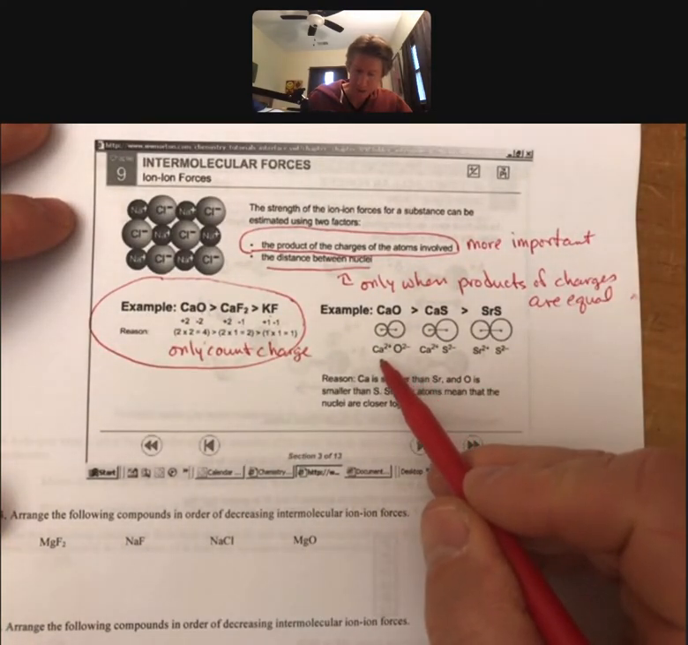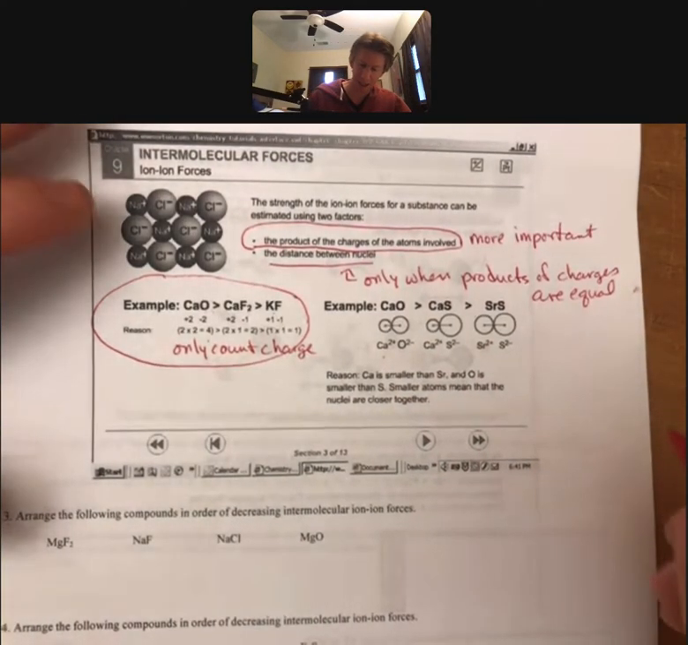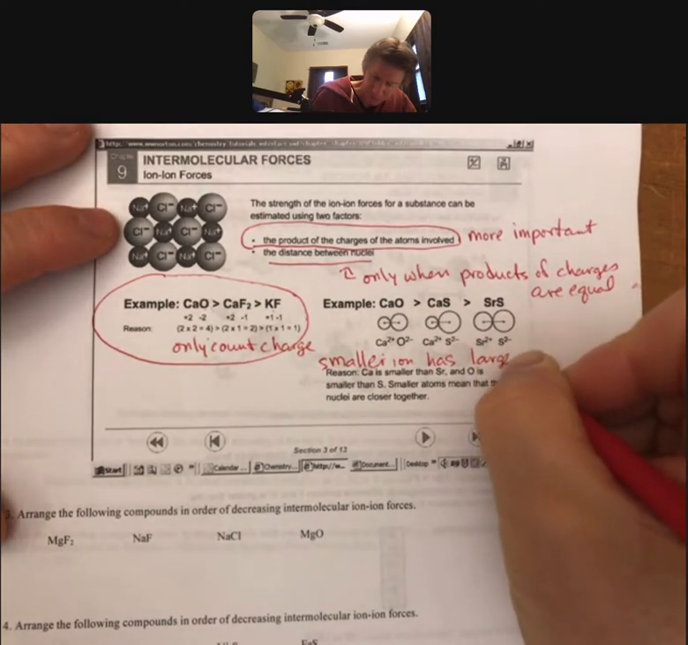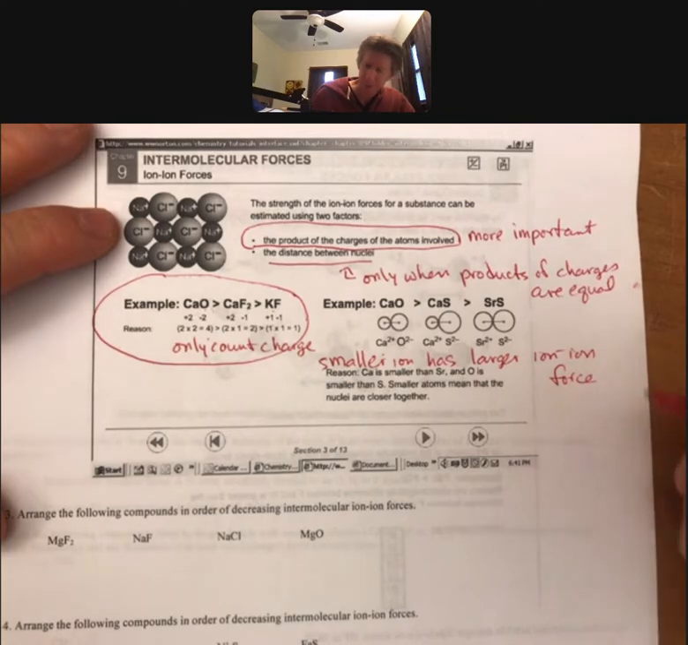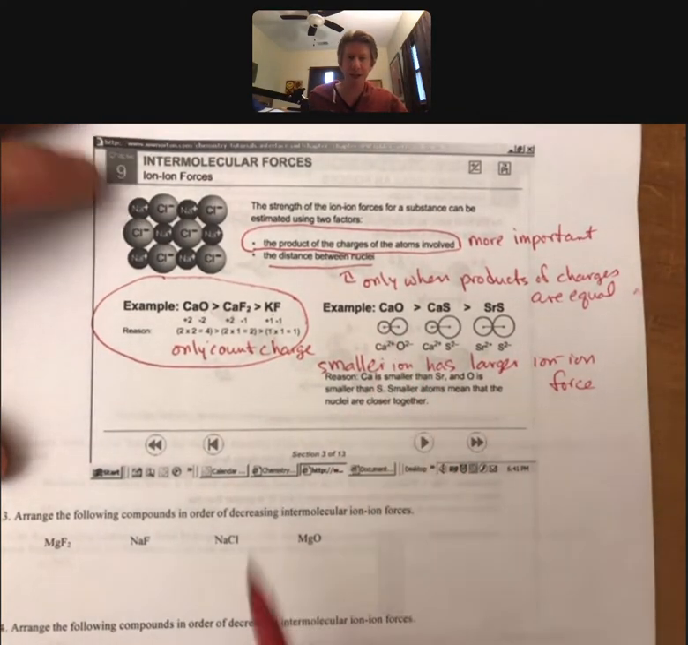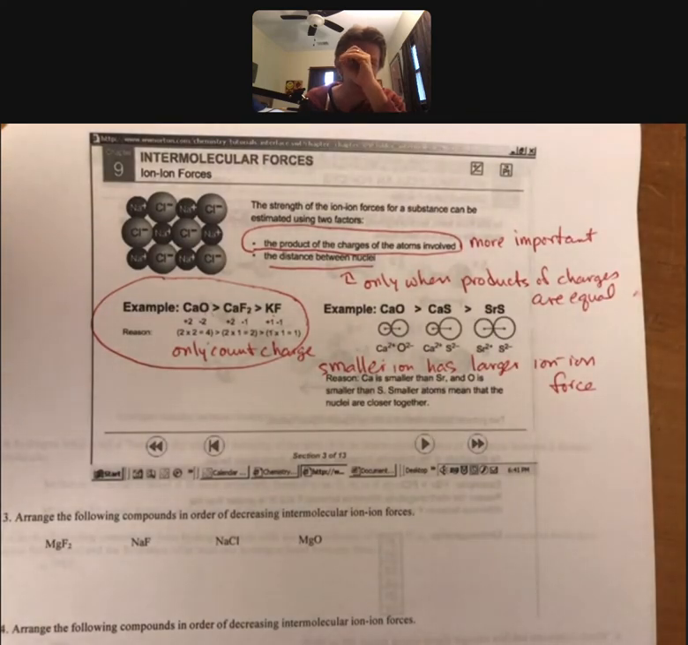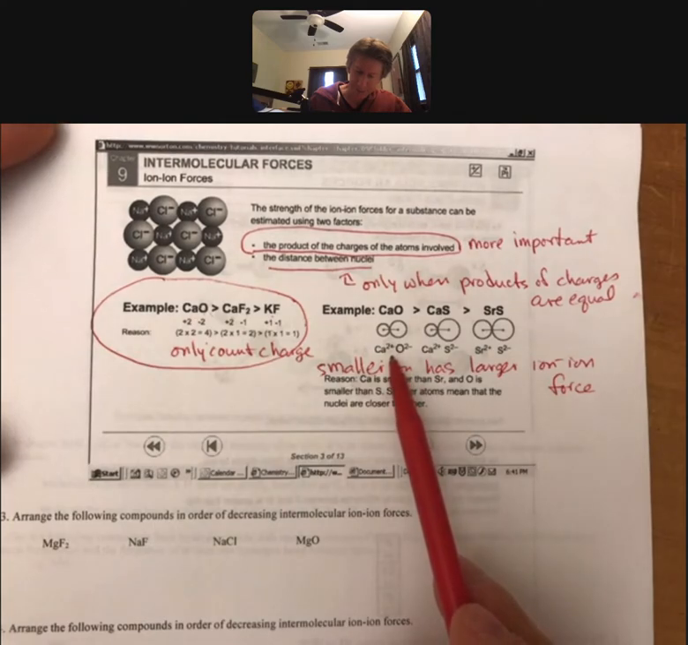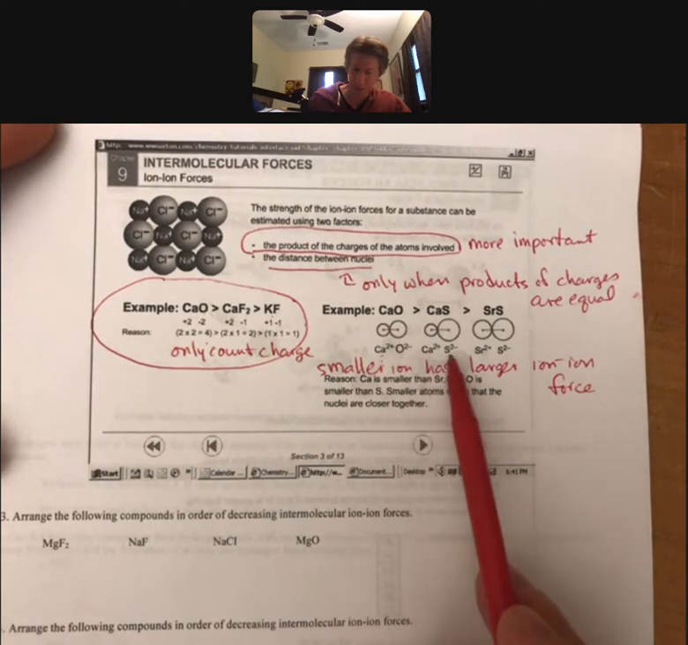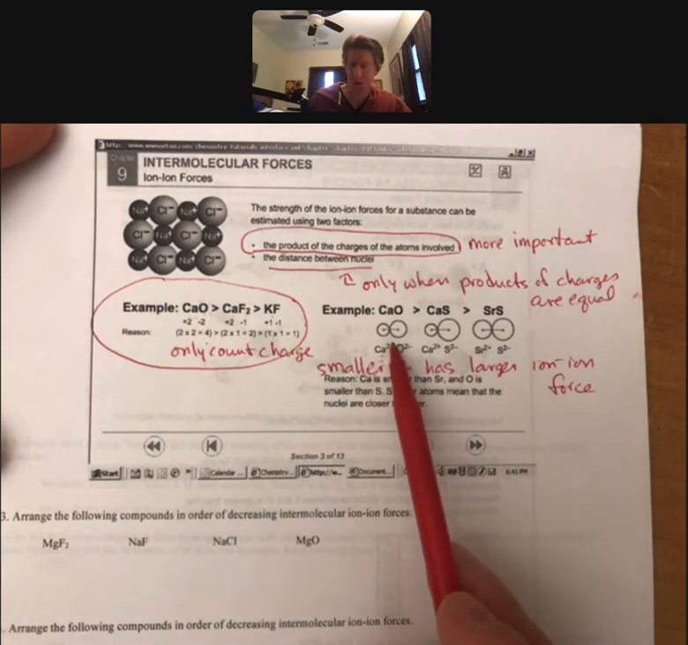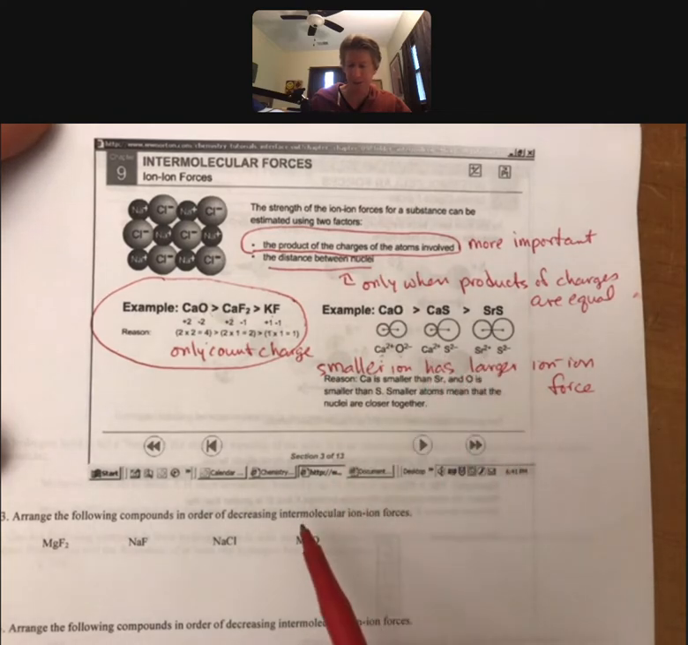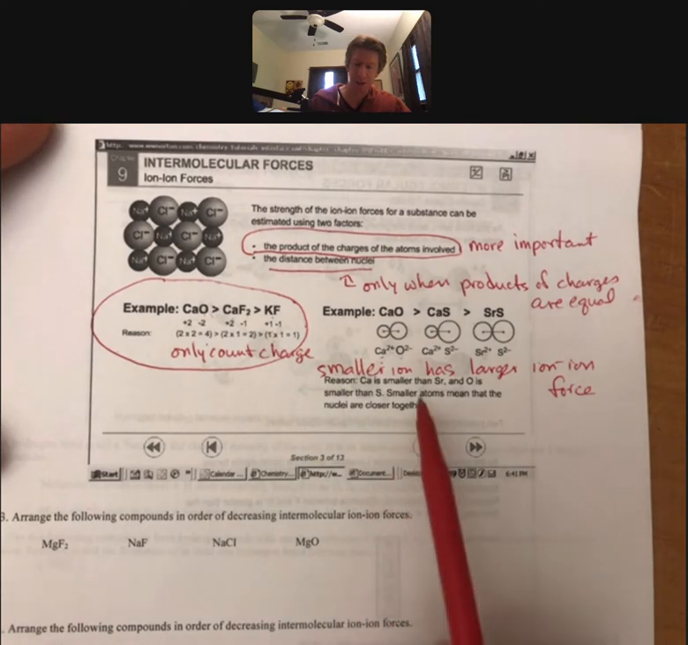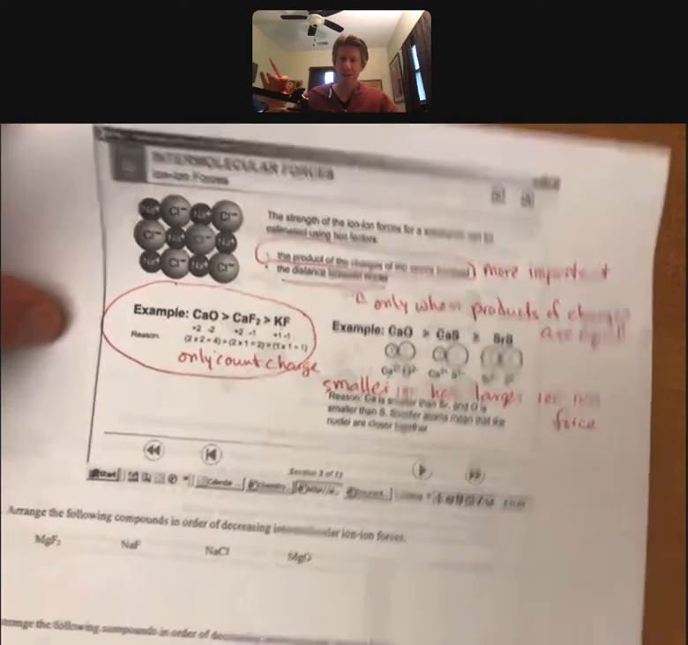It turns out that the smaller the ion, the larger the ion-ion force. So a smaller ion has a larger ion-ion force. You can think of it this way: a plus 2 charge being spread out over a smaller space versus a plus 2 charge spread out over a larger space. It's going to cause more attraction in the smaller space. Oxygen is smaller than sulfur, and calcium is smaller than strontium, so that's why calcium oxide is the smallest, then calcium sulfide, and then strontium sulfide. Again, only use the trend for sizes, where smaller sizes have greater ion-ion forces, when the products of charges are equal. So let's work through this example.